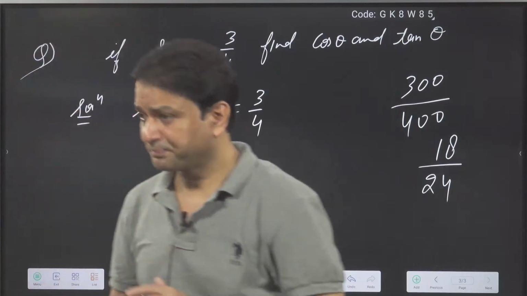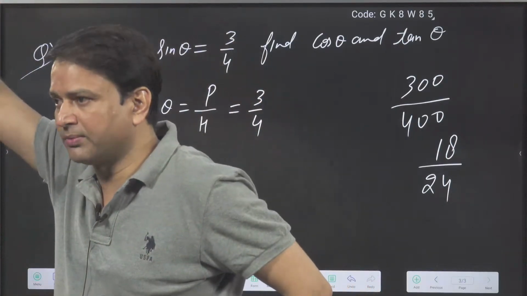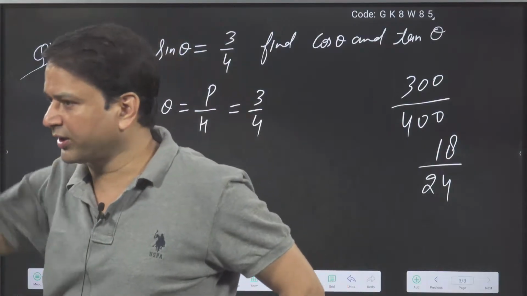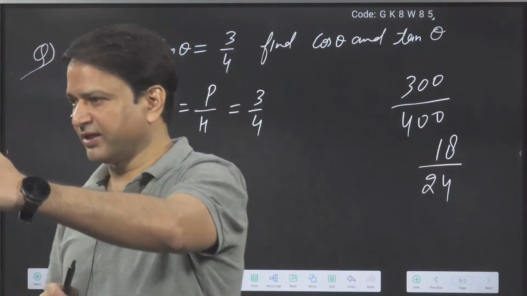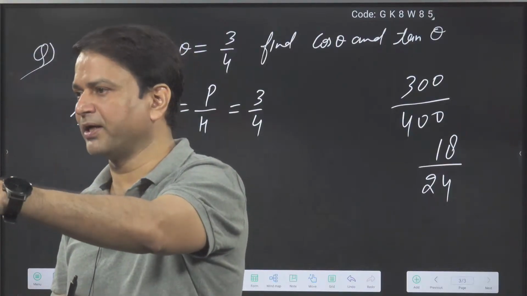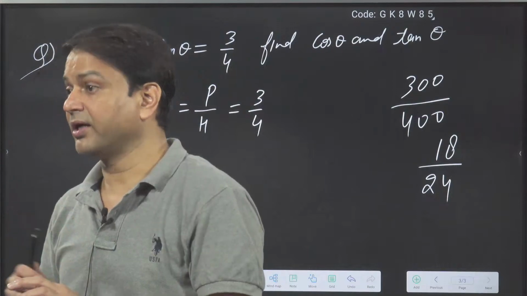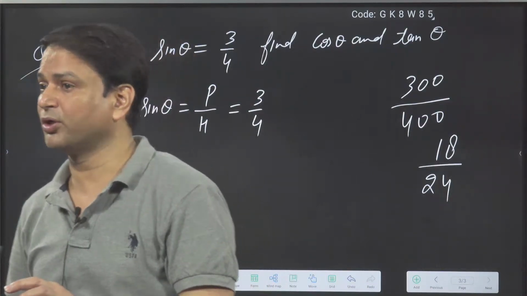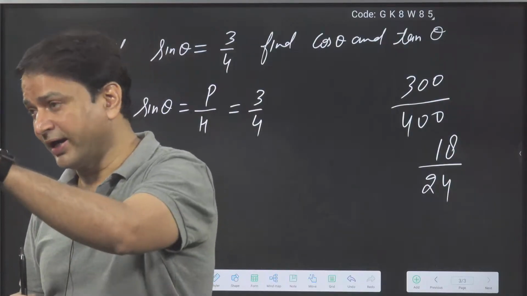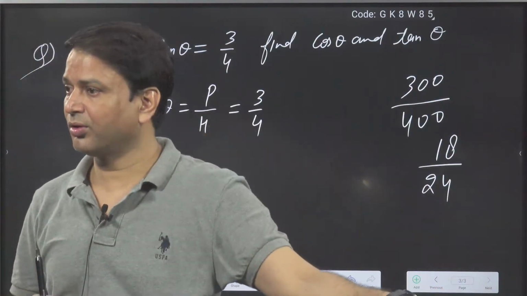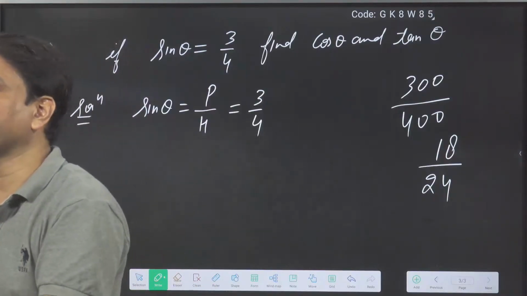But remember this: anywhere you are solving a ratio problem, the ratio cannot directly be taken as a value. But here, I know sine theta. Sine theta is the ratio of perpendicular upon hypotenuse. I need cos theta, which is also a ratio, base upon hypotenuse. And I need tan theta, which is also a ratio, perpendicular upon base. So I have a ratio, I need a ratio. Then for this I can take the perpendicular as 3 and the hypotenuse as 4.